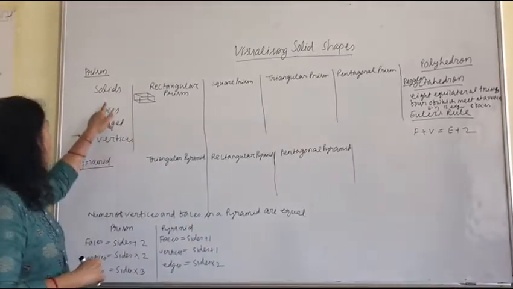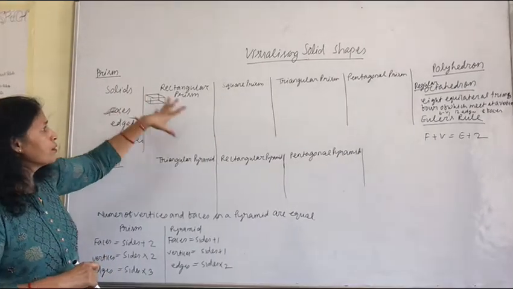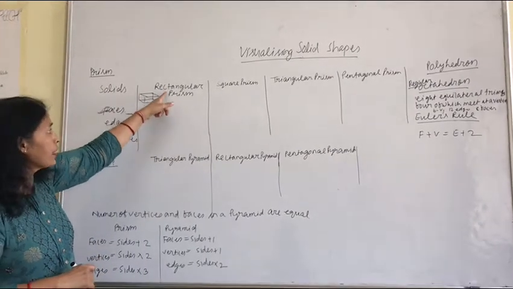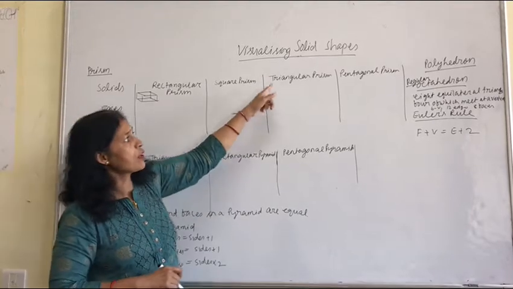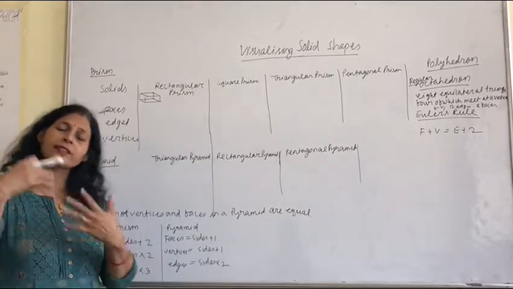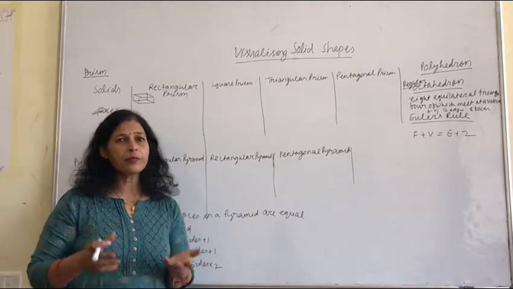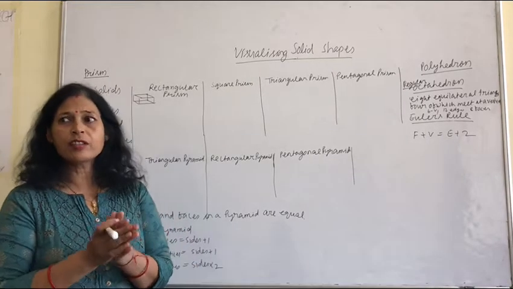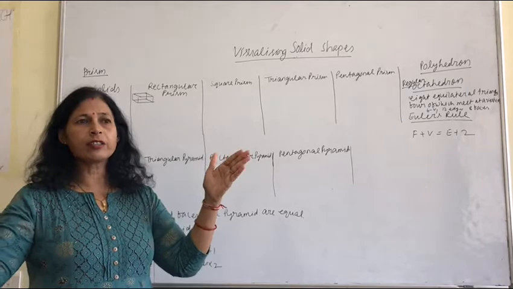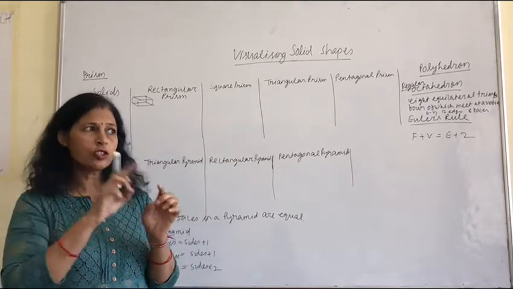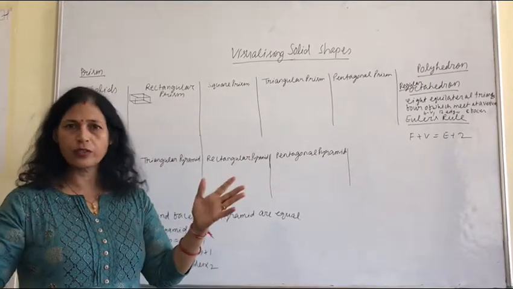Okay, let us take the solids. I will make a table: rectangular prism, square prism, triangular prism, pentagonal prism, suppose hexagonal prism, octagonal prism. Because their base is an octagonal shape, the top and bottom are both octagonal. Then you join the vertices of these two figures.